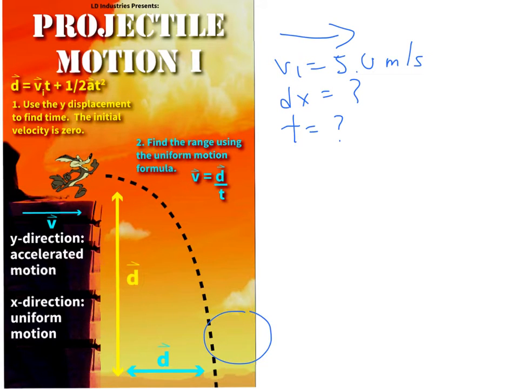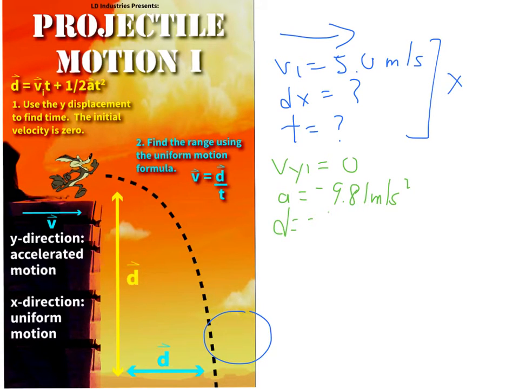So this here was for our x component. Let's look at the y component. Well, we know because Coyote is running horizontally, initial velocity in the y direction is 0. There will be acceleration due to gravity at negative 9.81 meters per second squared. And he will fall a distance of, for example, in this example, 10 meters. And again, we want to find time.